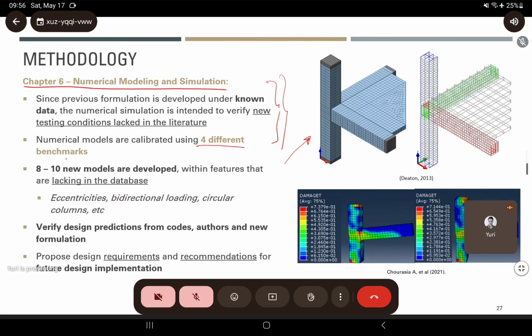How are we going to do that? We are going to use some benchmarks to calibrate numerical models. Then we're going to create maybe 8, 10 models to check features that usually are lacking in the database, such as high eccentricities, bidirectional loading, and different boundary conditions that we haven't seen. And we want to see if the codes and our formulations can fit into this as well. And finally, depending on what we see, we're going to suggest some conditions and some requirements to be fulfilled in future revisions of codes.